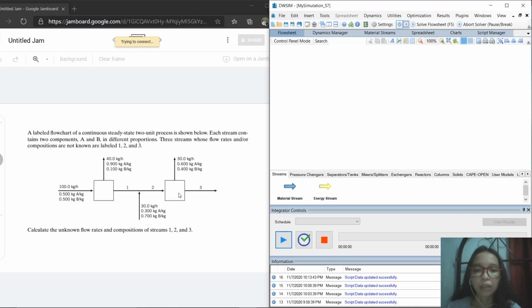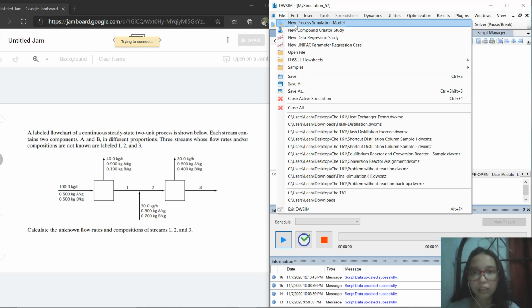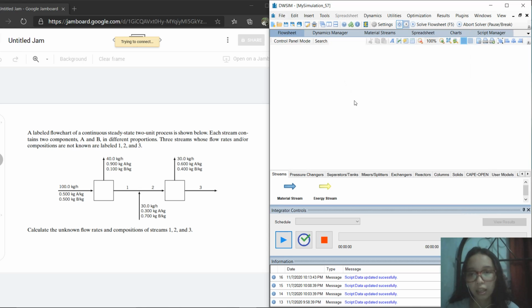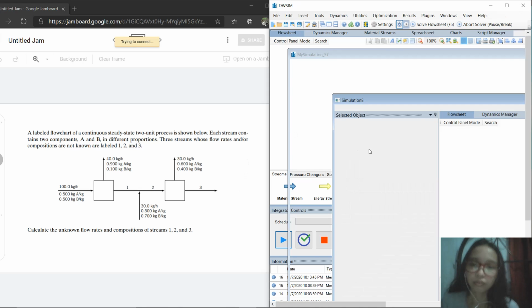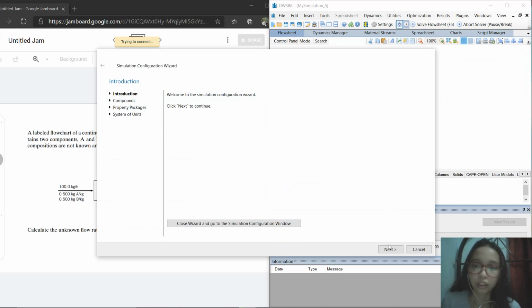Stream 2 again is separated, and we're going to use again the compound separator. And we have two outlet streams here. First outlet we are given, and we're going to input that in the DWSim. So, going to add new process simulation model. Going to click next.